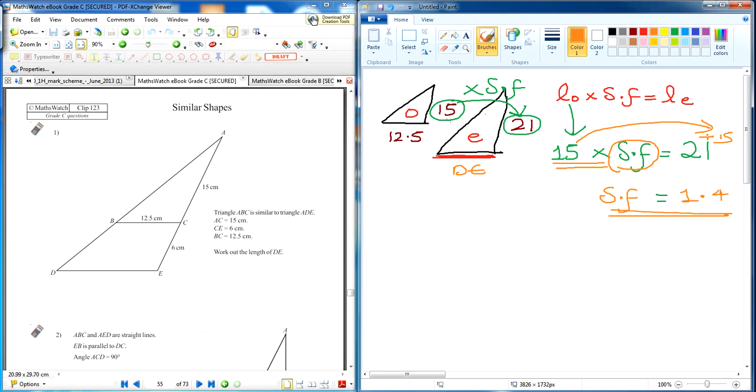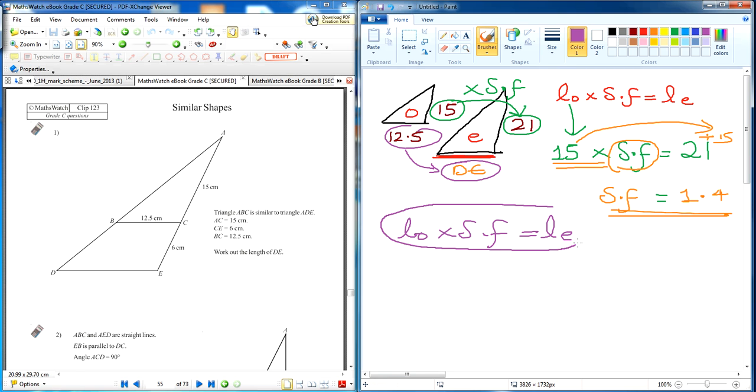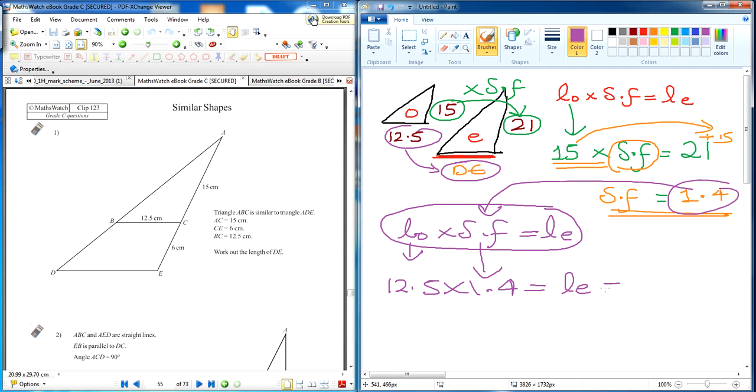So, Mr. Honey, what corresponds to the DE on the small shape? 12.5. So it's still the length of the original times by the scale factor is equal to the length of the enlarged. So this is our rule for when we're dealing with lengths. Now the length of the original is 12.5. The scale factor we have just worked out, which is 1.4. And that will give us the length of the enlarged. That will give us the length DE.